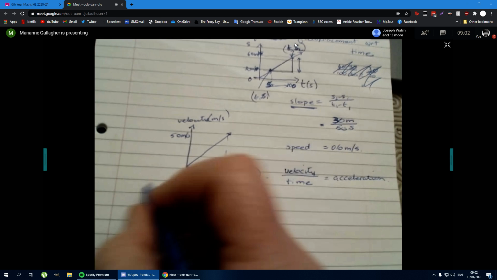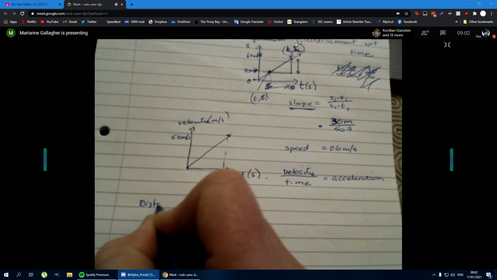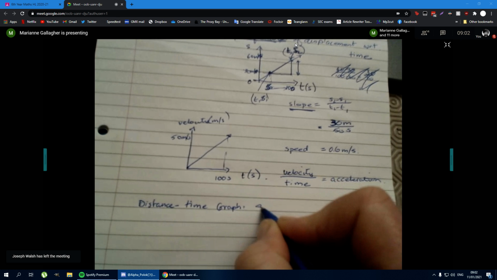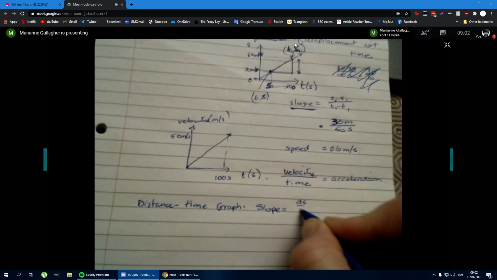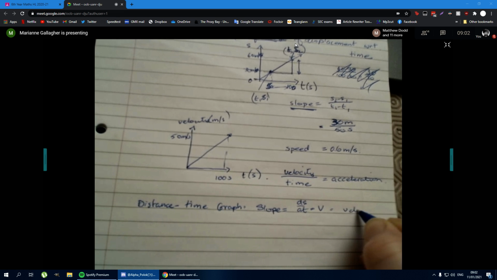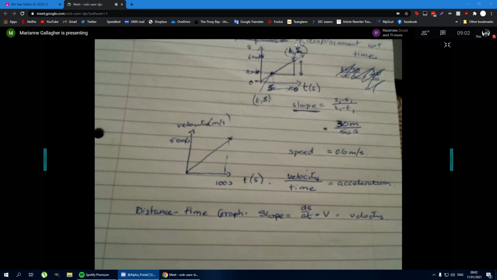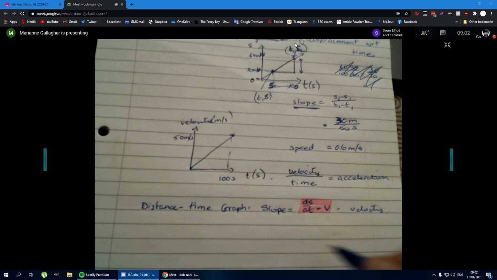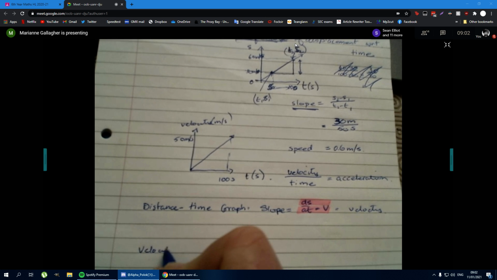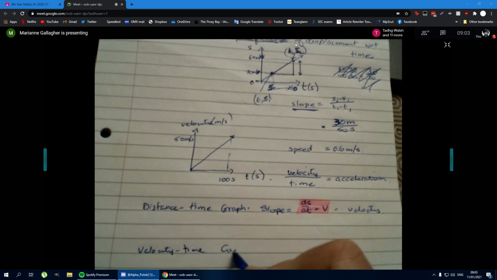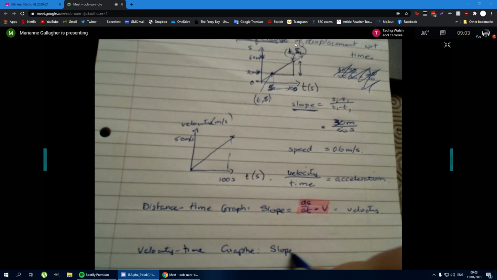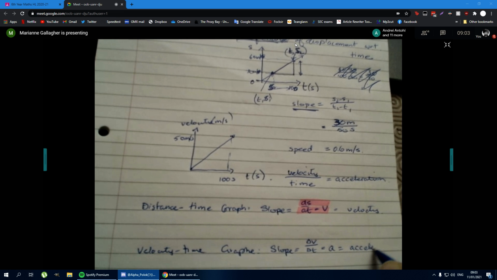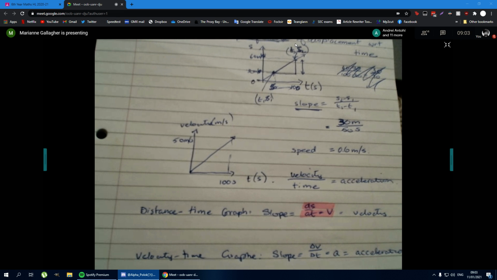So we have the slope for a distance time graph or displacement time graph. The slope is equal to ds/dt, and that's equal to v, which is your velocity. Okay, so that's the first thing you want to remember. And for a velocity time graph, the slope is your change in velocity divided by your change in time, and that's equal to your acceleration. Okay.